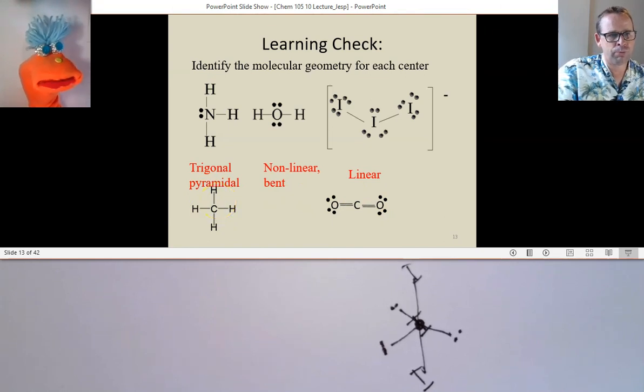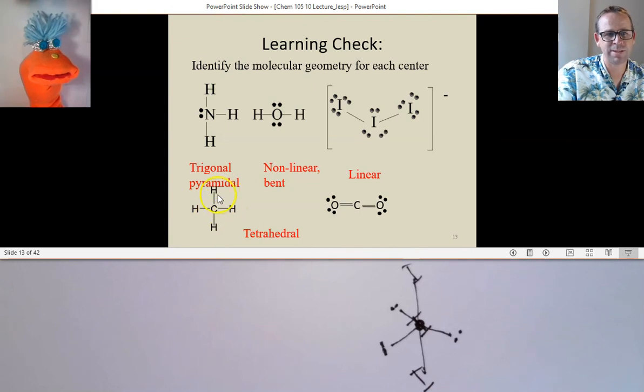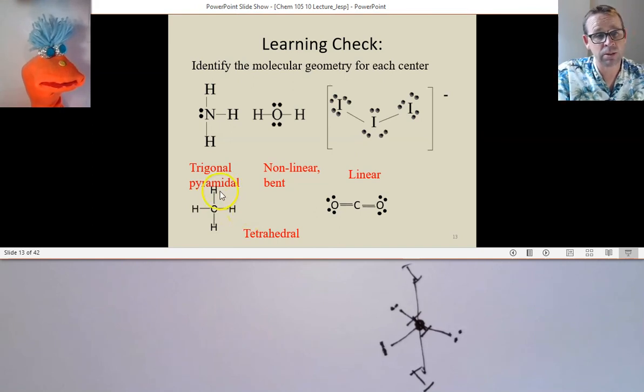CH4, that's 4 regions, just no non-bonding. That's just tetrahedral, right? Very good. Tetrahedral. Good job. What's the angle between these 2 hydrogens? Well, it looks like 90, but it's really 109.5. Very good. 109.5. Looks like 90, but 109.5 is the angle between the regions of electron density in a tetrahedral molecule.